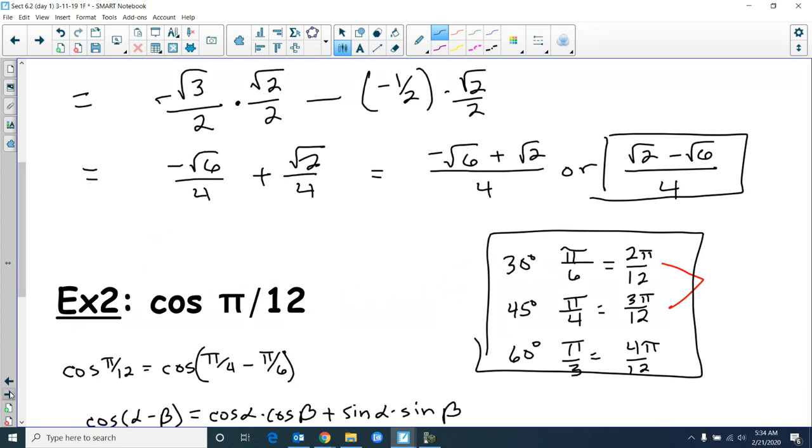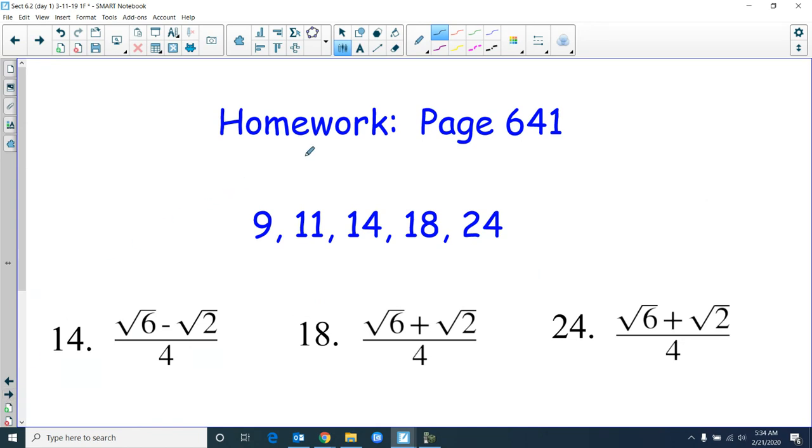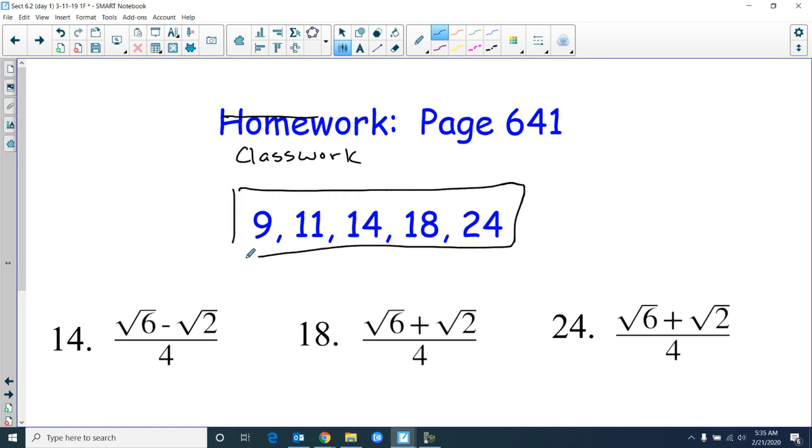All right, your homework or classwork, make sure you get this done in class as much as you can, is page 641, and just these 5 problems. Well, 9 and 11 answers in the back. Here's 14, 18, and 24. See how they're all similar, just to give you an idea to make sure you feel okay about your final answers.